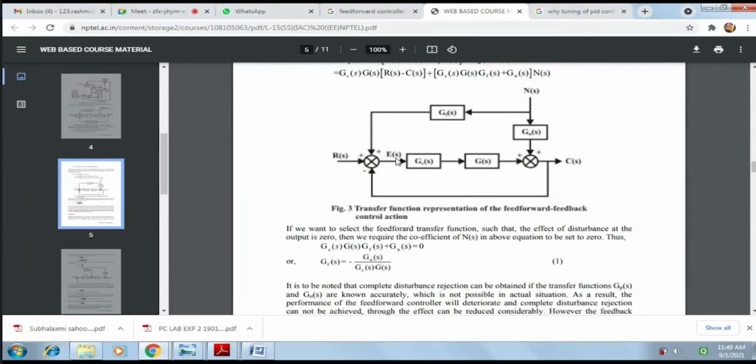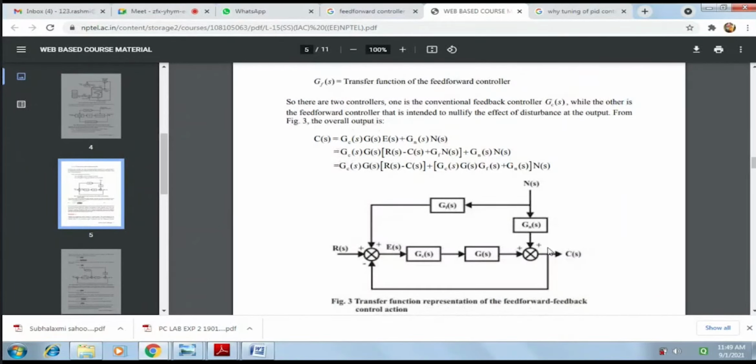Then this actuating error signal is given to your GC(s), then to the process of the plant, and that is again given to an adder circuit. The transfer function of your disturbance signal is also given to the adder circuit, and the output of that circuit is given as your C(s), and that output is taken as unity feedback to the adder circuit over here. So what will you do over here?